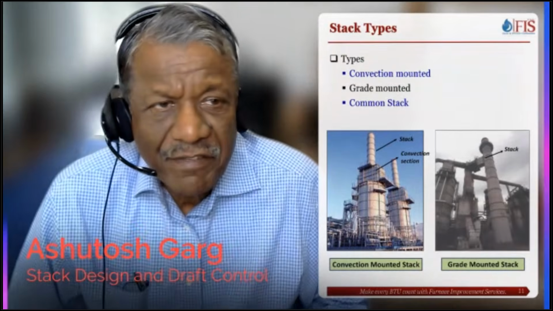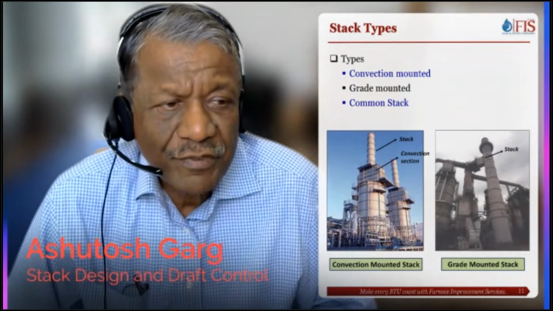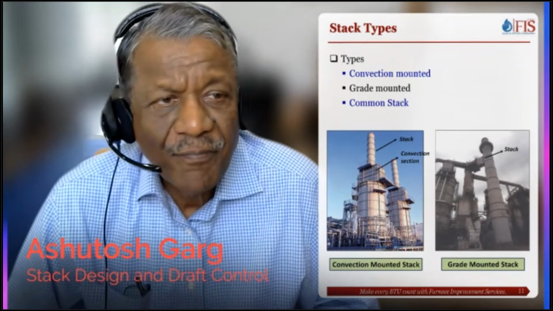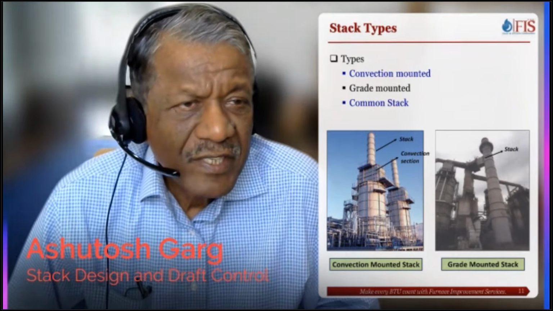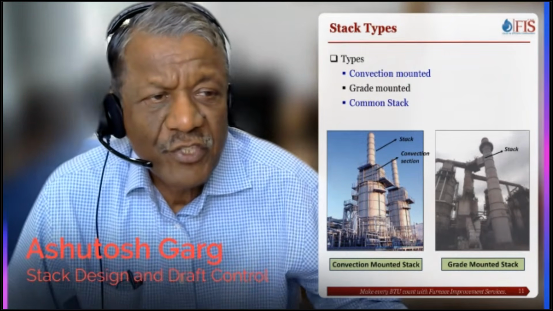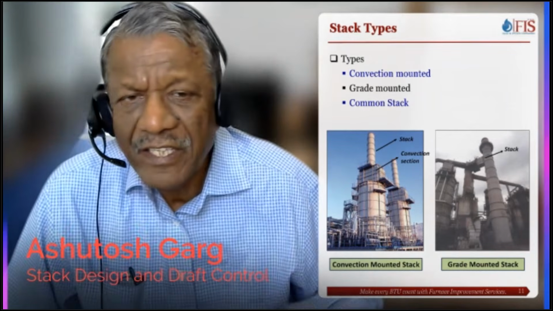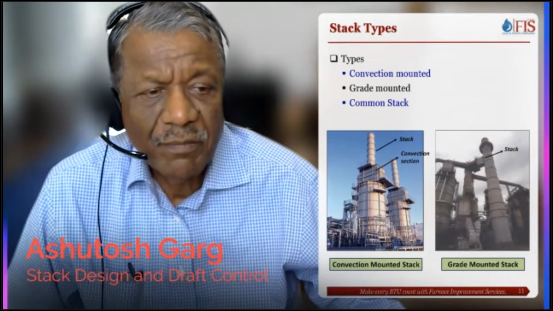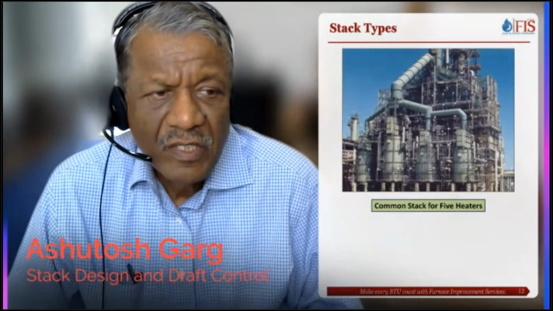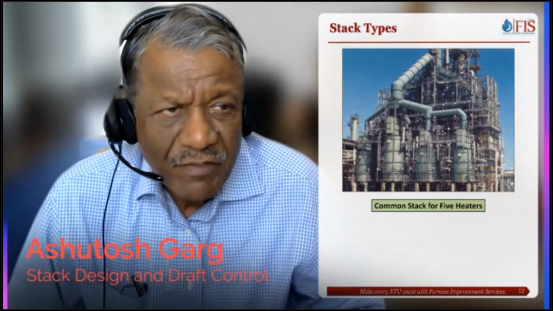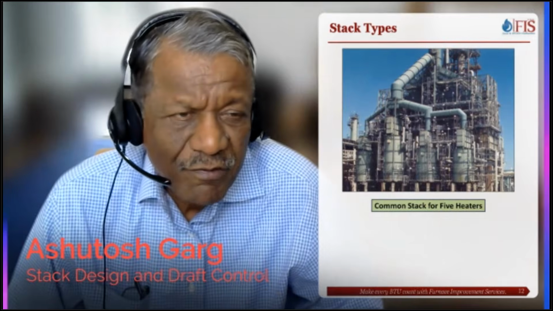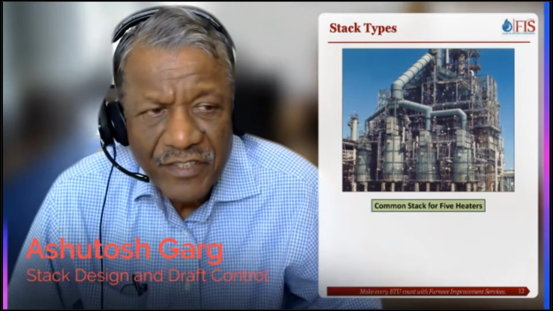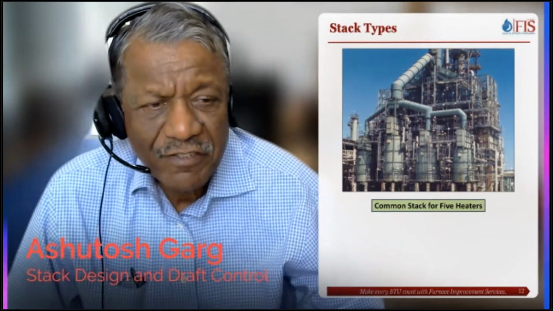There are different types of stacks. I just want to show you some pictures. Most common is convection mounted. That means mounted on top of the convection. There are grade mounted stacks, as you can see in this picture. And grade mounted stacks typically are for multiple heaters. Common stack for multiple heaters. This is another configuration where we have a convection top mounted stack, but there are 4 small heaters tied to the main stack. So that's another configuration for stacks.